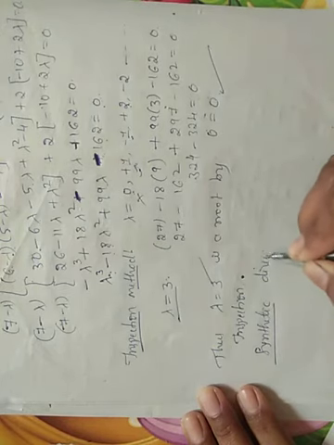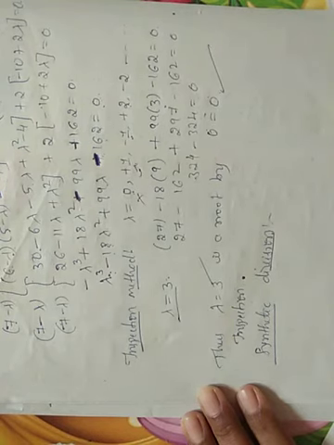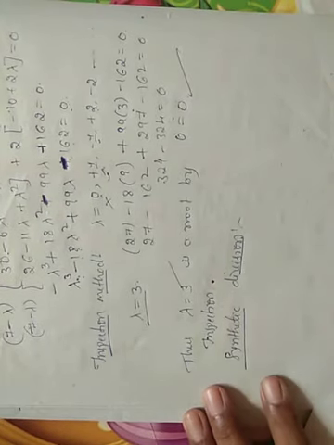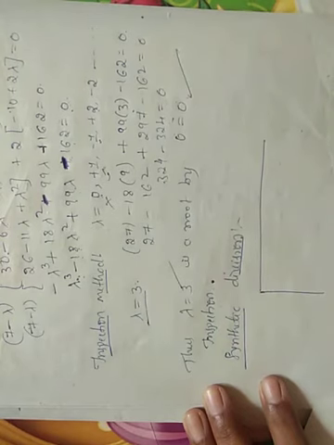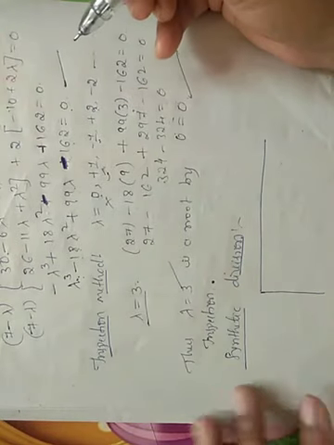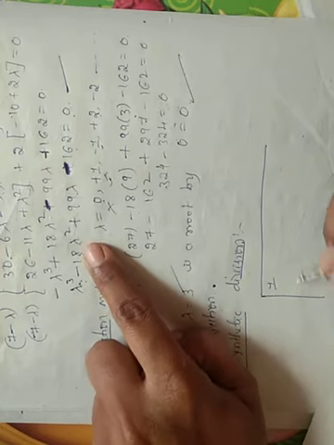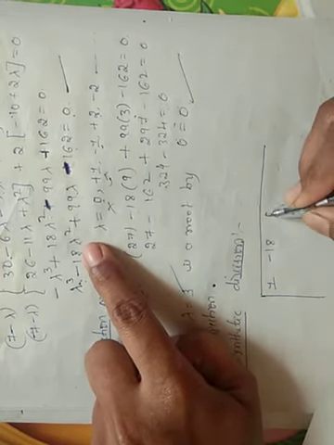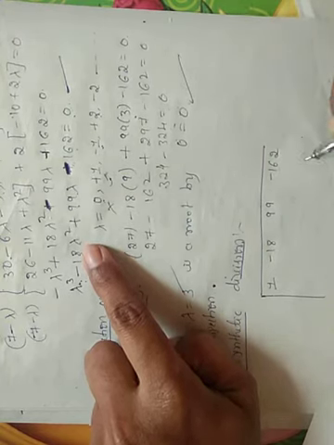Synthetic division method will be applied. Now see carefully, I am going to apply the synthetic division method. First we have to write down all the coefficients of this characteristic equation. Coefficient of lambda cube is 1, coefficient of lambda square is minus 18, coefficient of lambda is 99, and the constant is minus 162.